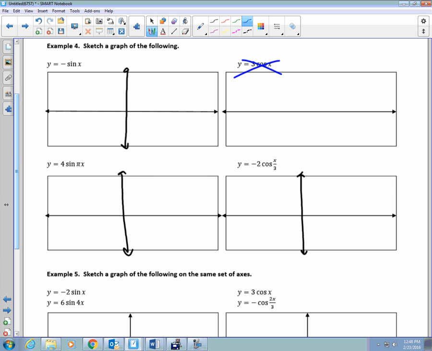Okay, so what's the period? Or I'm sorry, what's the amplitude? 1. And the period? 2 pi. So when you graph these, what you'll do is you'll mark off the amplitude, 1 and negative 1. I will ask you to provide one period on each side of the graph.